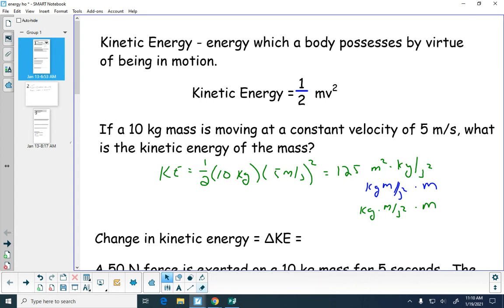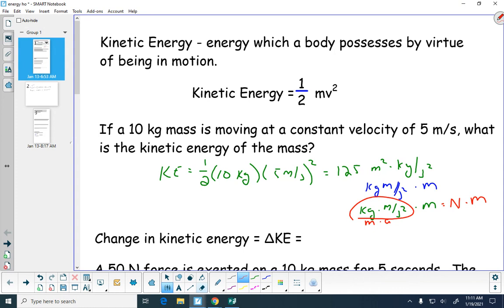A kilogram is a mass. Meter per second squared is acceleration. Well, what is mass times acceleration? What would that calculate to? What does Sir Isaac Newton say that is? Anna? It's a force. And what's force measured in? Newtons. So this here is a Newton times a meter.